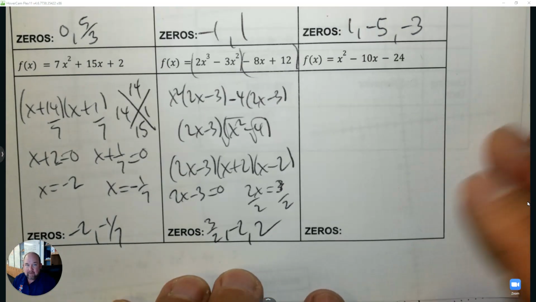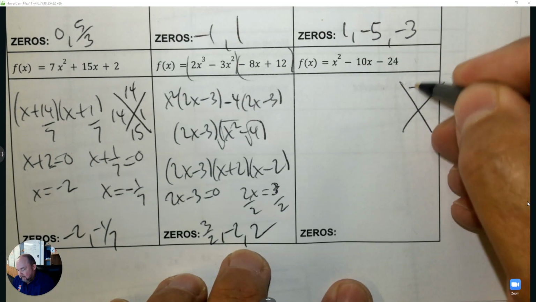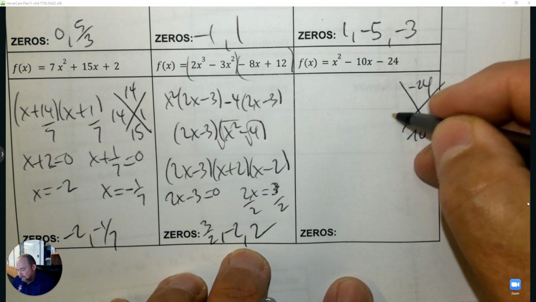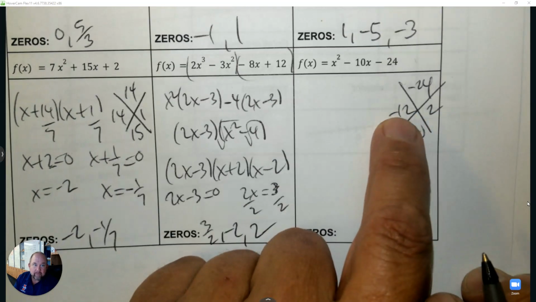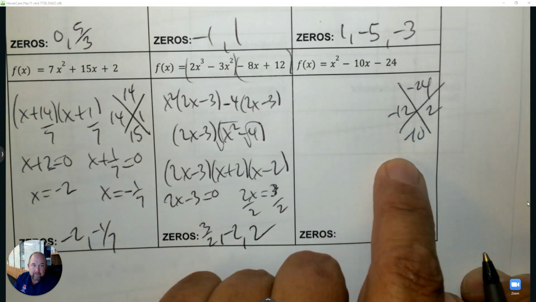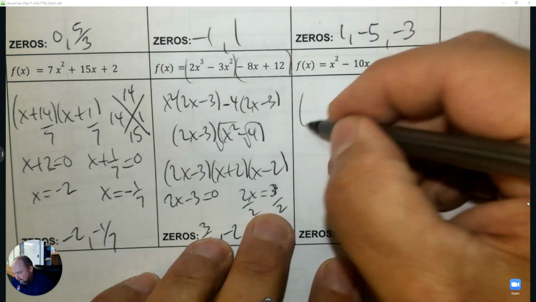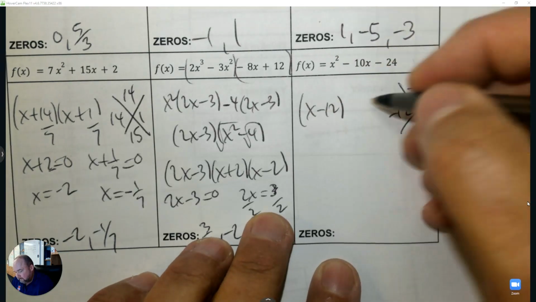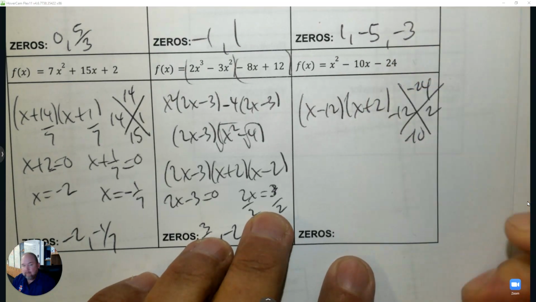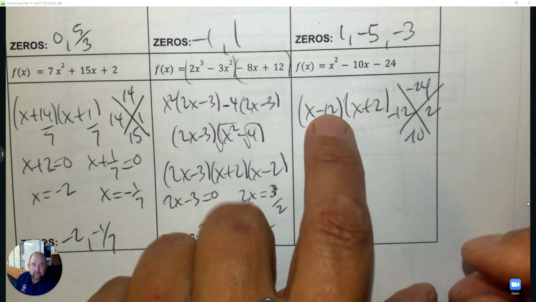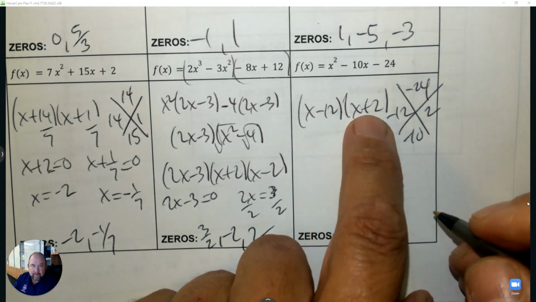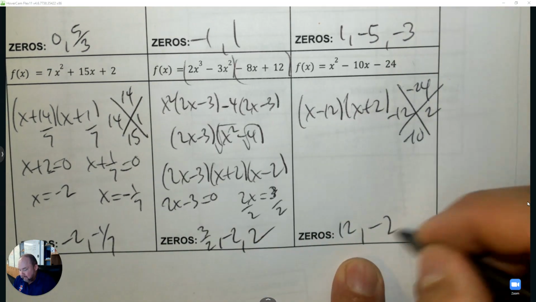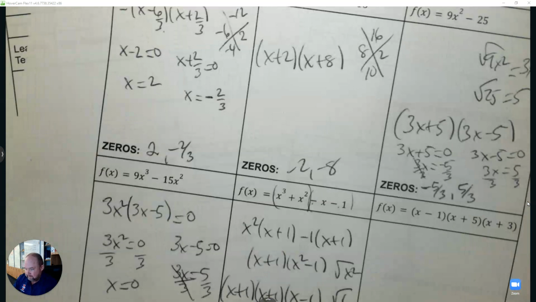All right, one more to factor and try. See if you can factor this. Be careful. So it's not 6 and 4. So negative 12 times 2, and they add up to negative 10. So what are the zeros here? So if x minus 12, the 0 is positive 12. Opposite numbers make 0, and that's negative 2. Good job.